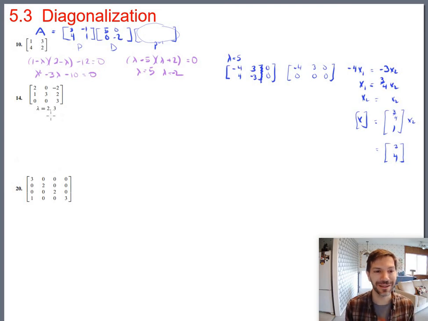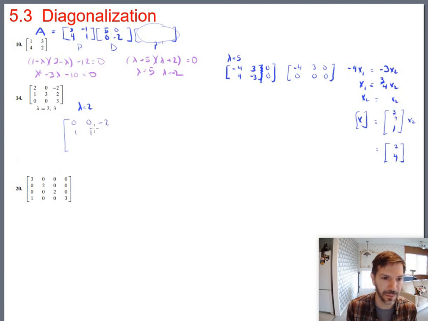Okay, so let's take a look at 14. The nice thing about 14 is they've already given you the eigenvalues, and there's only 2 of them, which is interesting. So let's go ahead and take a look at what happens with one of those. It's not clear to me how I'm going to build my D with only 2. But let's go ahead and start working on finding the P. So let me use lambda equals 2 and just see what happens here. I'm going to subtract 2 off the main diagonal. So that would be 0, 0, negative 2, 1, 1, 2, and 0, 0, 1.